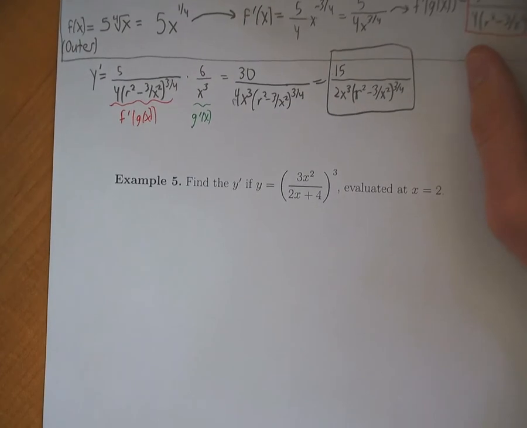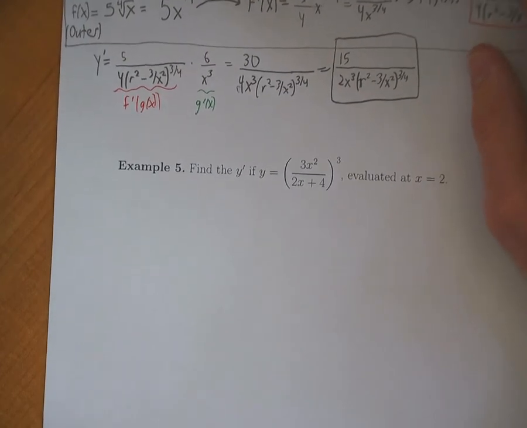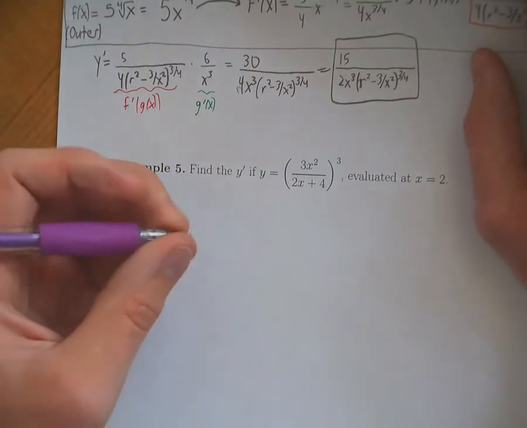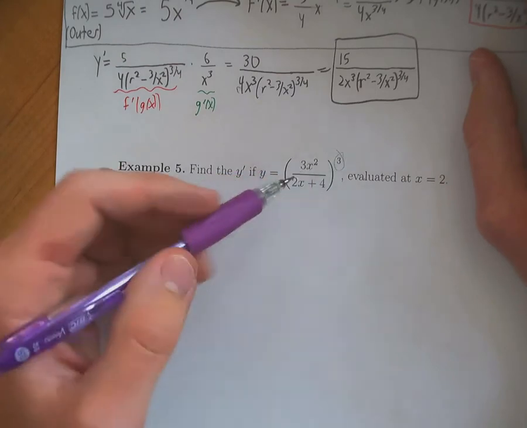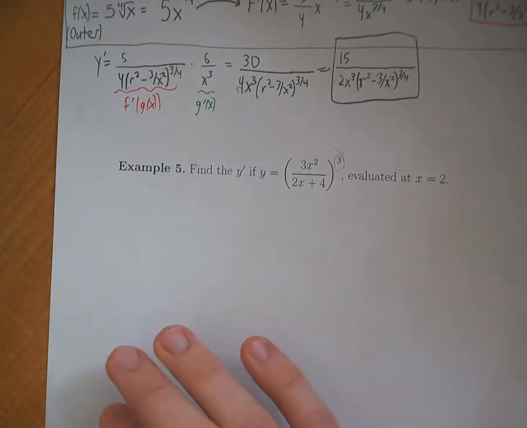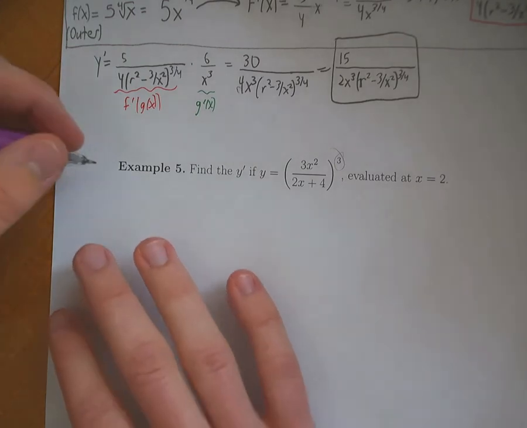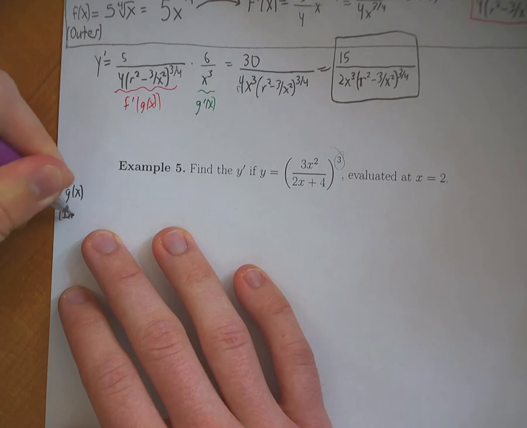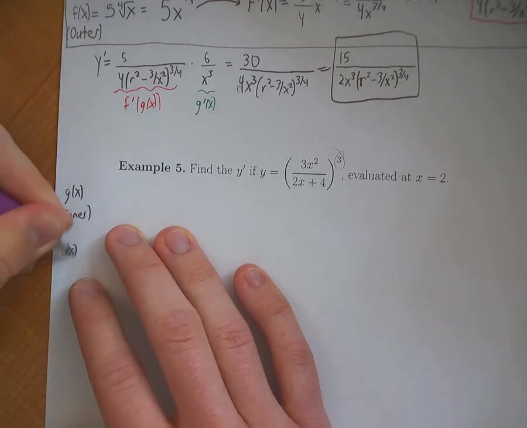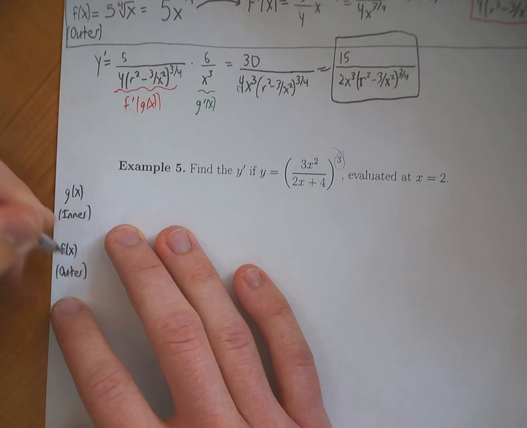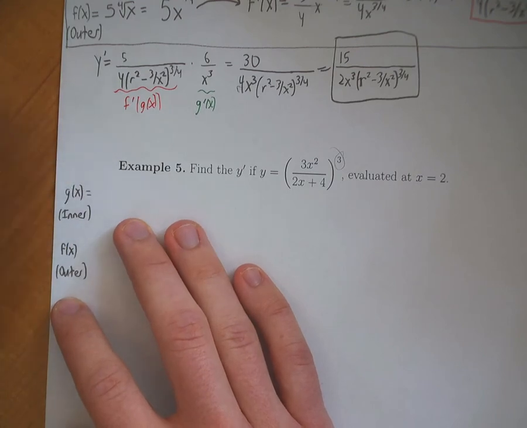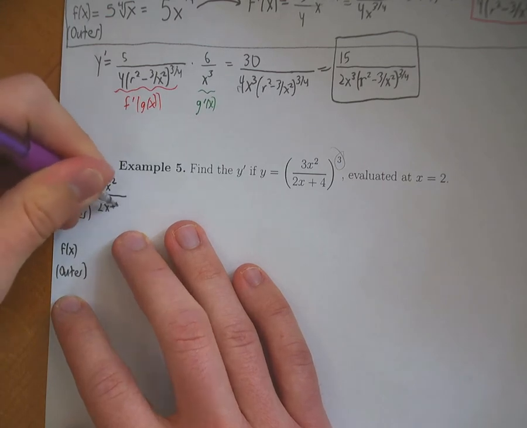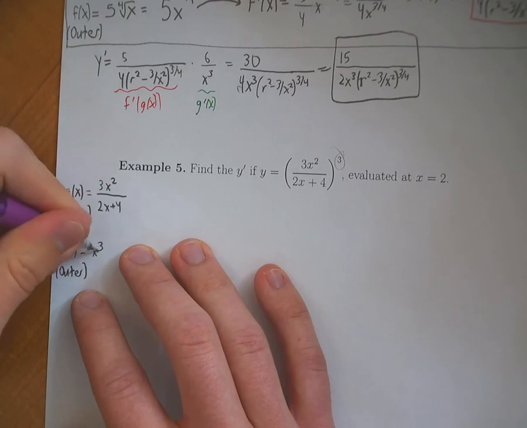So now let's do the same thing with example 5. We're asked to differentiate y equals 3x squared divided by 2x plus 4, all raised to the power of 3, and evaluate it at x equals 2. So now let's construct our roadmap as we've been doing. g of x is inner, and f of x is outer. You can probably guess that the inner function is 3x squared over 2x plus 4, and the outer function would be x cubed.